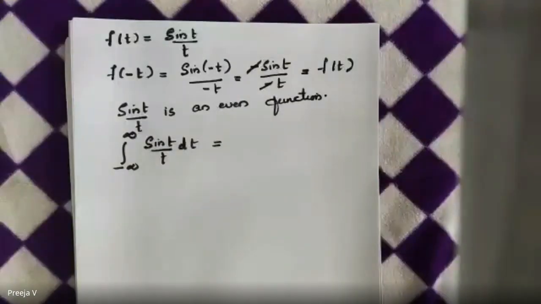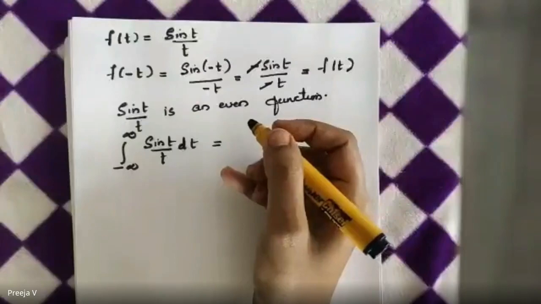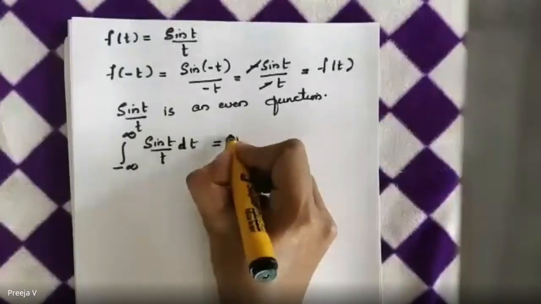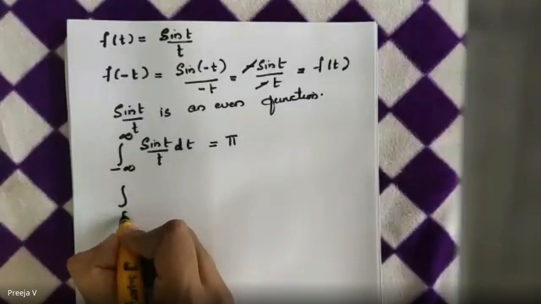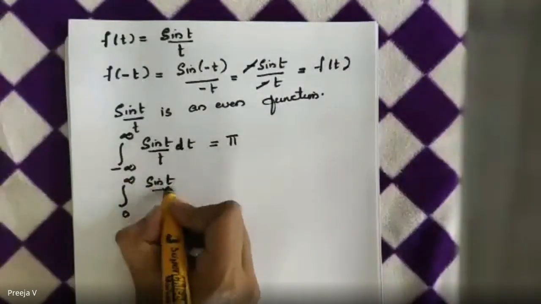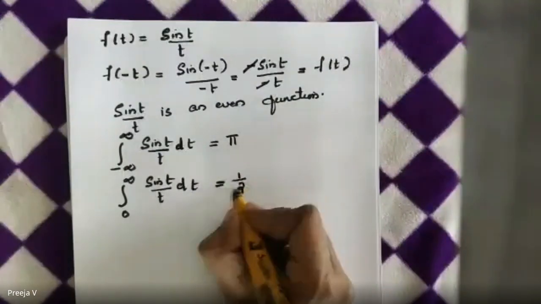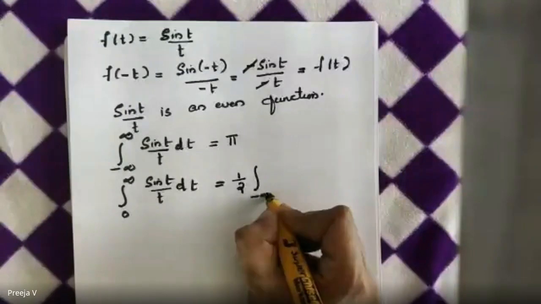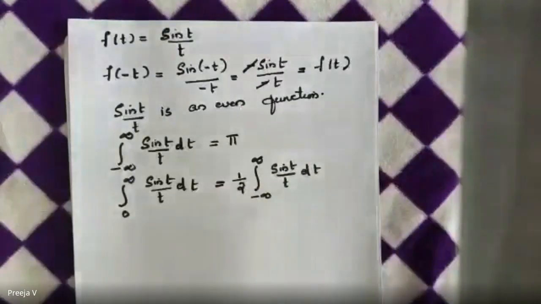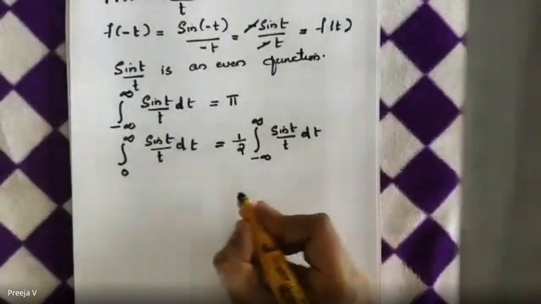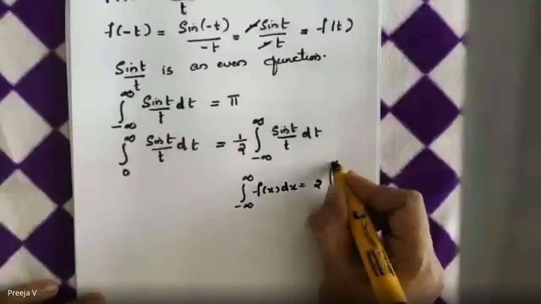So, the integral from minus infinity to infinity of sin t by t, right? I don't know whether you have studied it. Do you remember its value? This is pi. Okay, but what did we need to find? We needed to find the integral from 0 to infinity of sin t by t dt, right? This is an even function. So by the property of integrals, this can be written as 1/2 into the integral from minus infinity to infinity of sin t by t dt. This is the property of integrals: if the integrand is an even function, then the integral from minus infinity to infinity of f of x dx can be written as 2 times the integral from 0 to infinity of f of x dx.